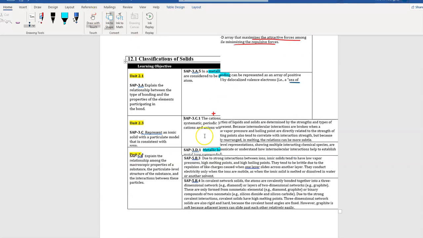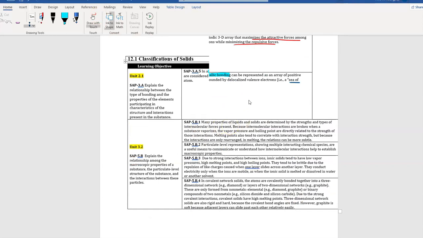3.2, many properties of liquids and solids can be determined by the strength and type of their intermolecular forces. Because intermolecular interactions are broken within substances that vaporize, and remember vaporize, we're talking about liquids going to gases, the vapor pressure and boiling points are directly related to the strength of interactions. Okay, so remember, the stronger the forces, the higher the boiling point.